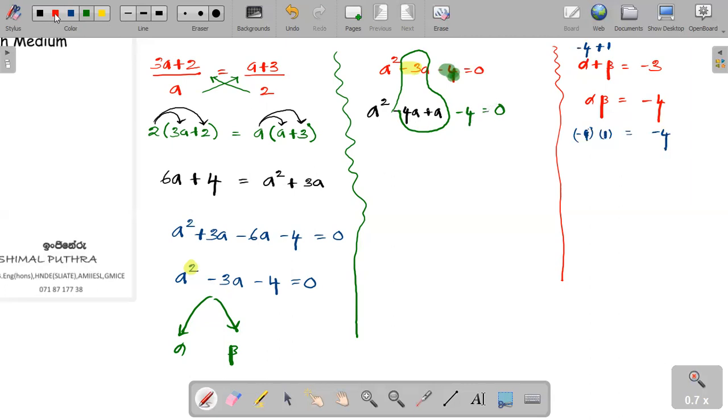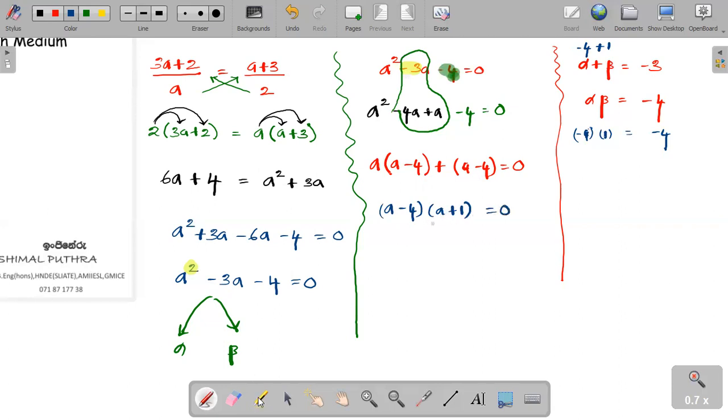Now we can take the factors. If we consider a squared and a, you can take a as a common factor. So this will become a minus 4. If we take a and -4, you can take just 1 as a common factor. It becomes a minus 4 is equal to 0. Again, you can say a minus 4 is a common factor. This becomes a minus 4 into a plus 1 is equal to 0.